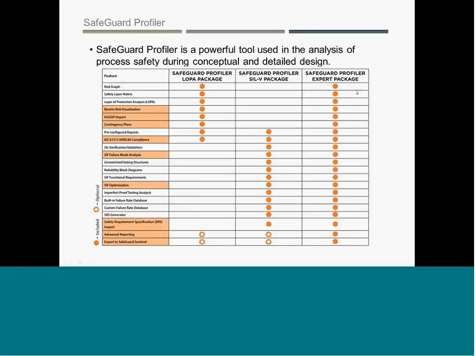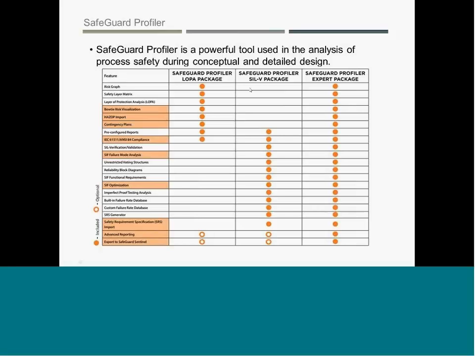So again, for those of you who just joined us, SafeGuard Profiler comes in 3 different packages. The first one is the LOPA package, which is for your SIL determination facilitators. That's going to include your LOPA, your risk graph, and your safety layer matrix, along with that bow tie risk visualization, the Hazop import, and contingency planning. That's what we just talked about.